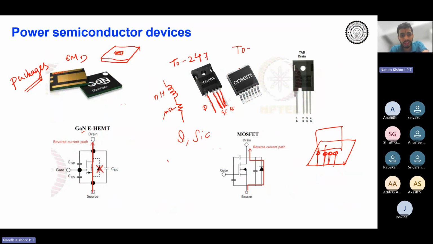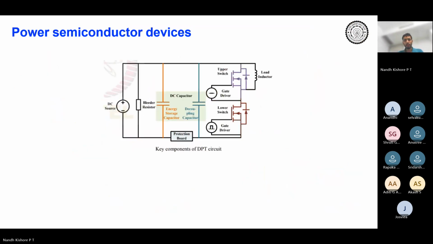I'm not going into the device physics, but due to the device physics, there is no anti-parallel diode in GaN. Inherently in the device structure itself, for a silicon or silicon carbide MOSFET, you will see an anti-parallel diode, right? But for a GaN device, there is no anti-parallel diode. This is due to device physics.